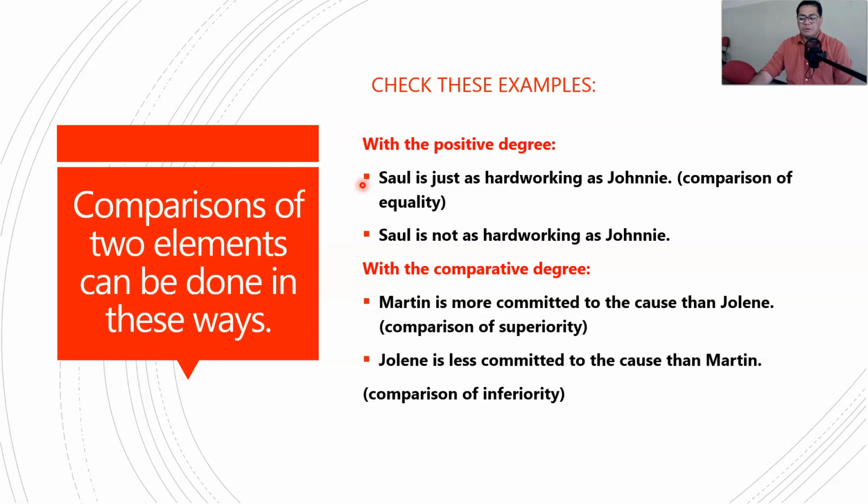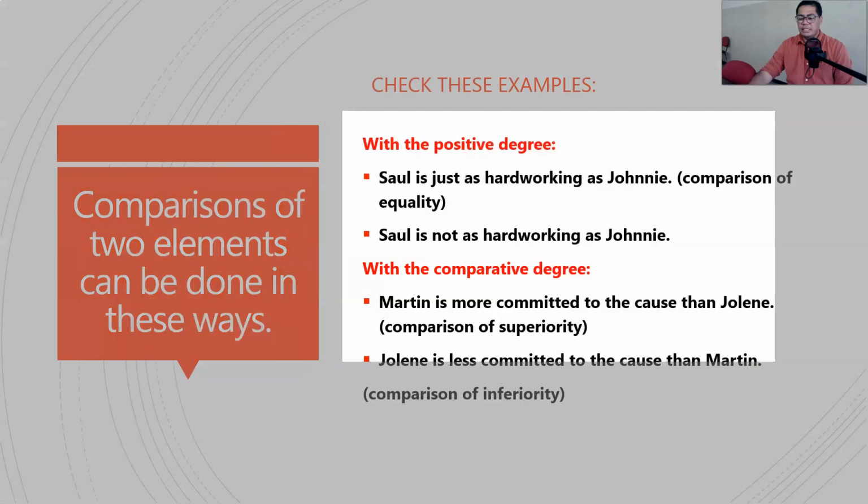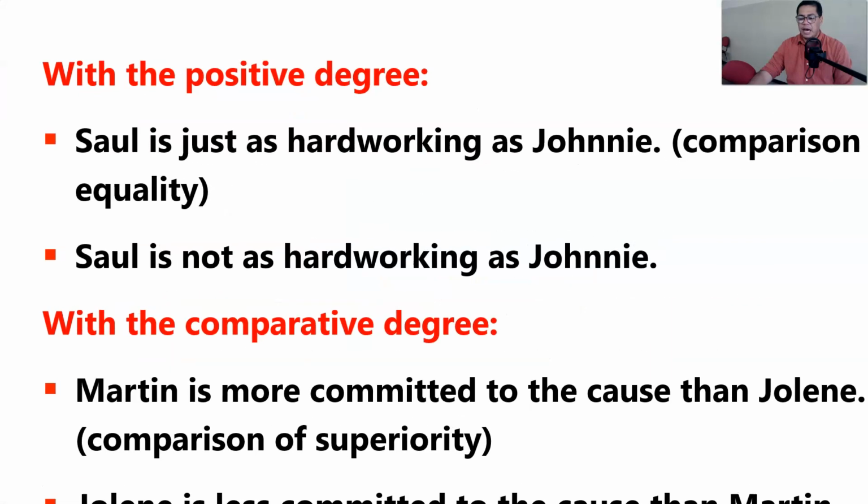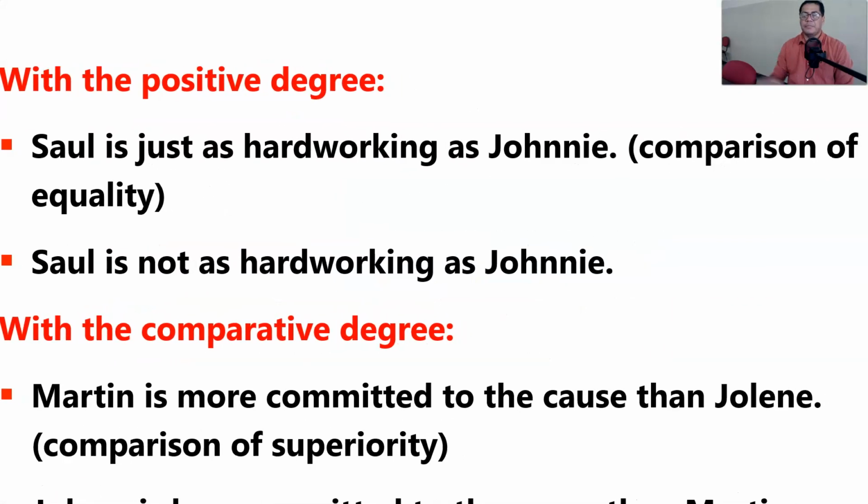With the positive degree, Saul is just as hardworking as Johnny. That's a comparison of equality. I am showing that Saul is 90% hardworking and Johnny is also 90% hardworking. They are at the same level of hard work, right? Just as hardworking as Johnny.